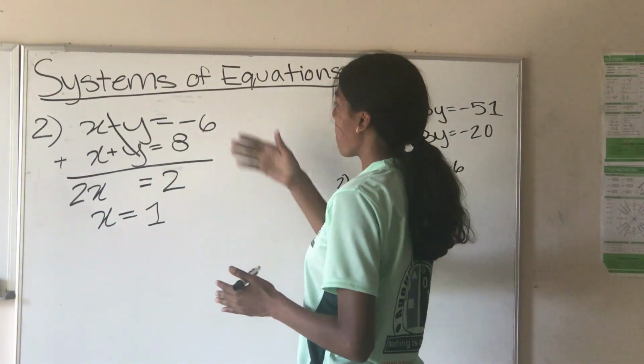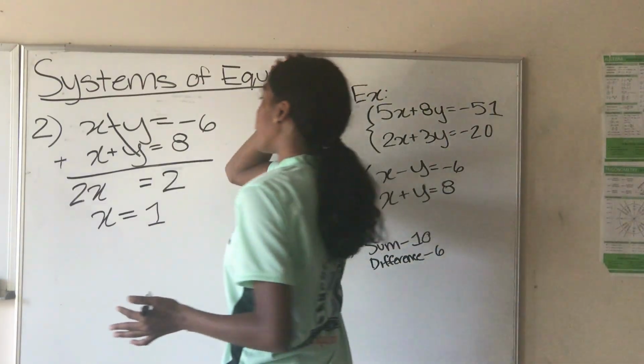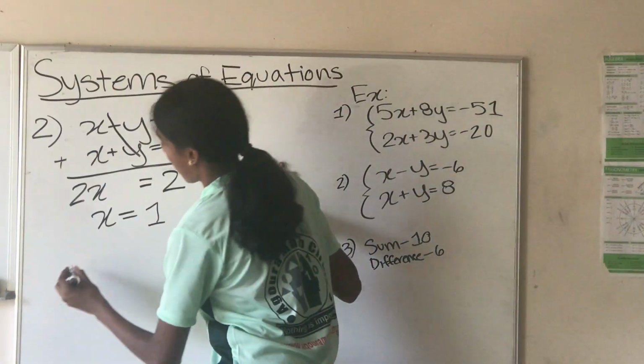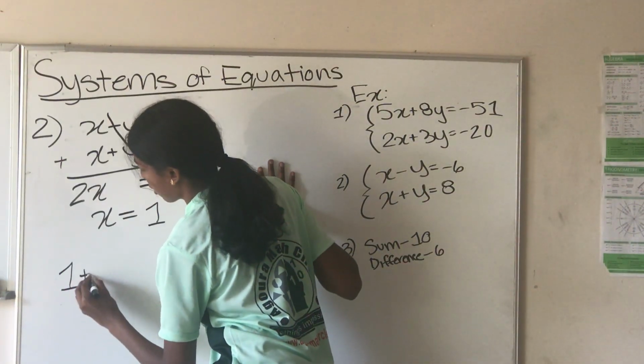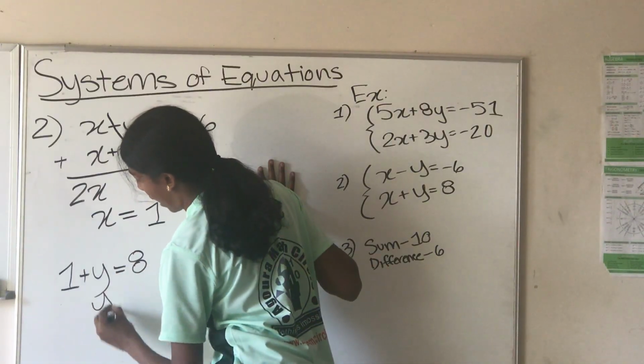And now we plug it back in. We can plug it into either one of these, and it really doesn't matter. So we're going to plug it into this one, and we get 1 plus y equals 8. And then we easily know y is equal to 7.